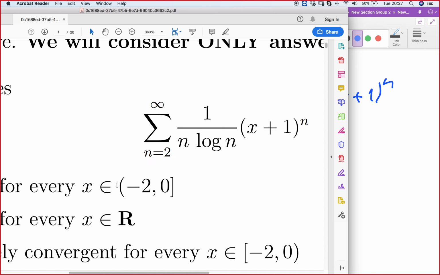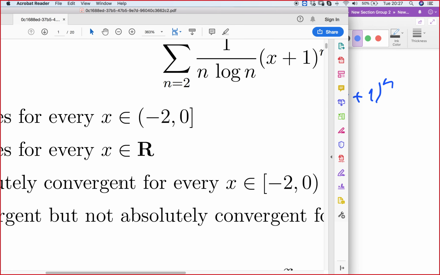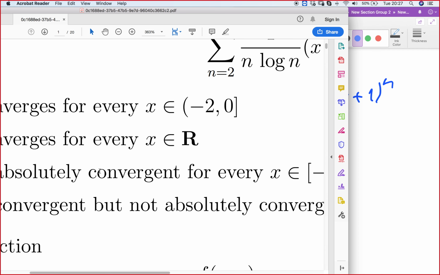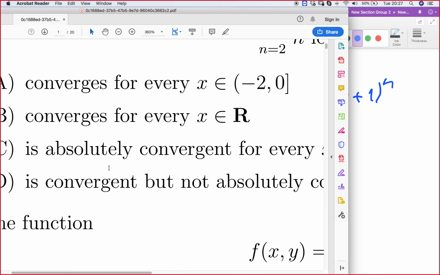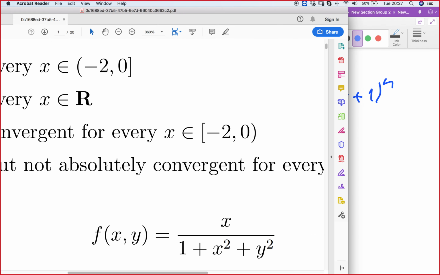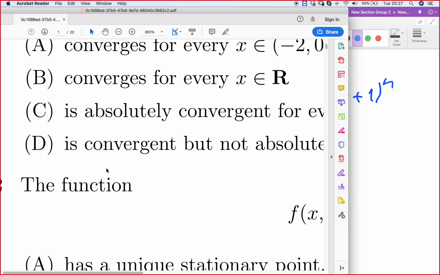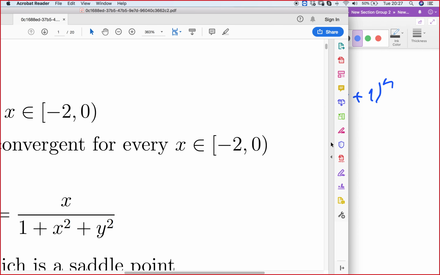Then, the series converges for every x in the interval from -2 to 0, converges for every x belonging to R, is absolutely convergent for every x in the interval -2 to 0, is convergent but not absolutely convergent.